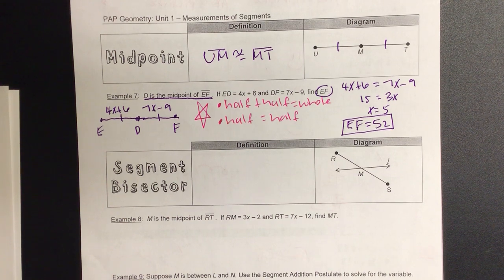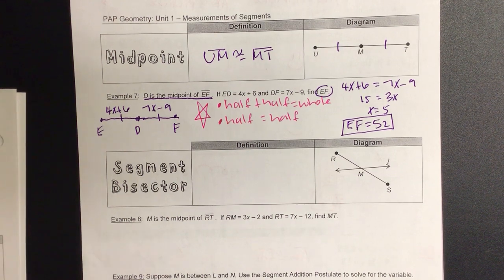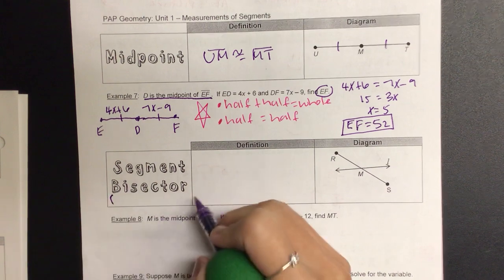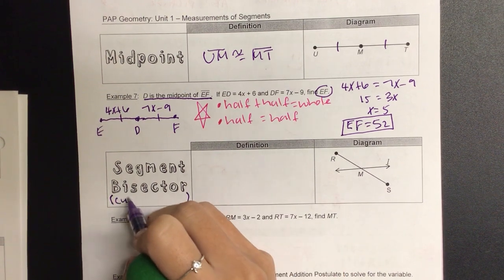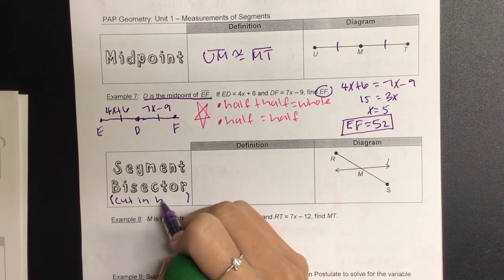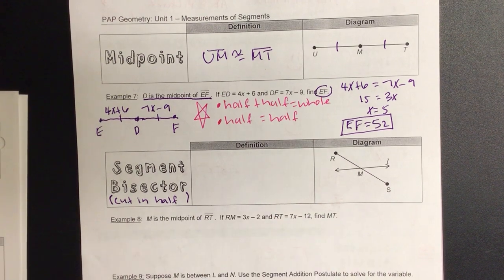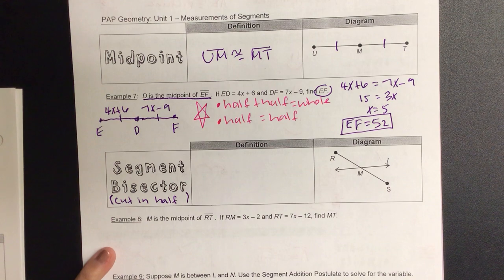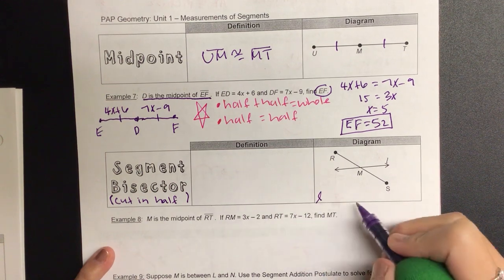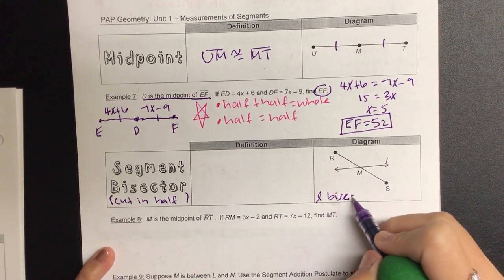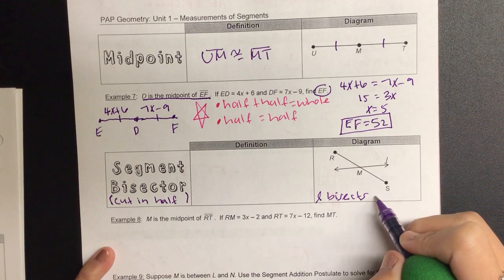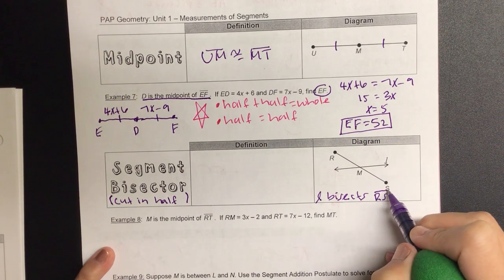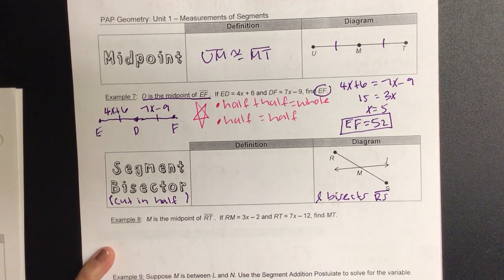Okay, what does the word segment bisector sound like? When something's bisected, it sounds like it's what? Cut in half. That's exactly it, cut in half. Word for word, good job, if you said that. So I'm going to write something on this one. Line L bisects segment RS. And I have to put a segment above it because I see a picture.